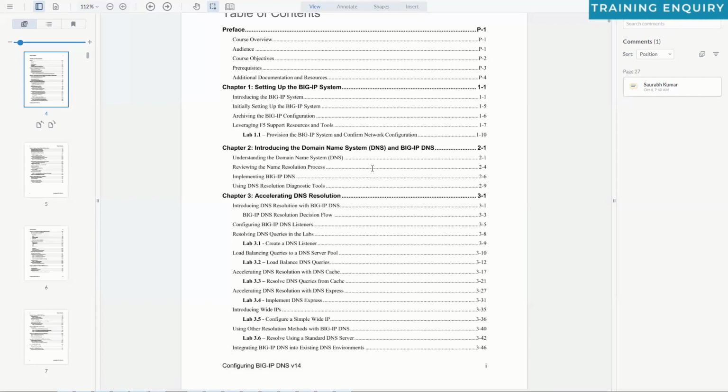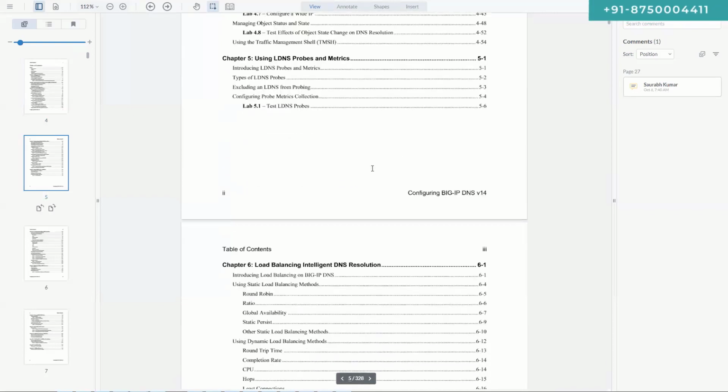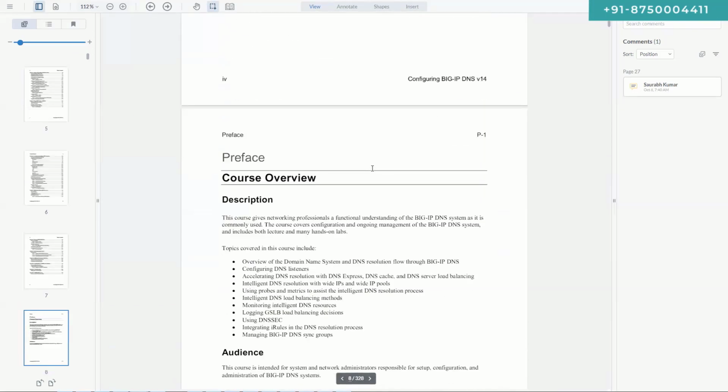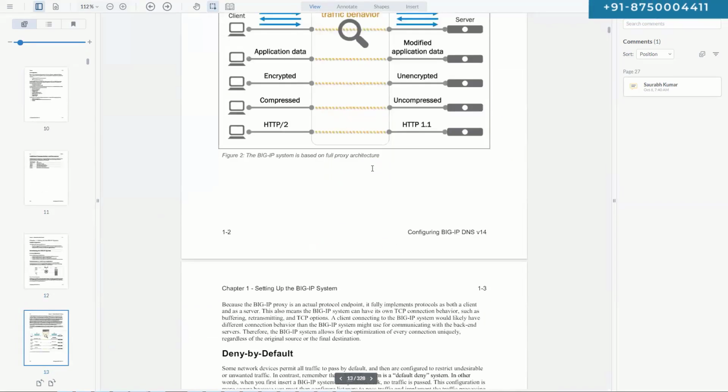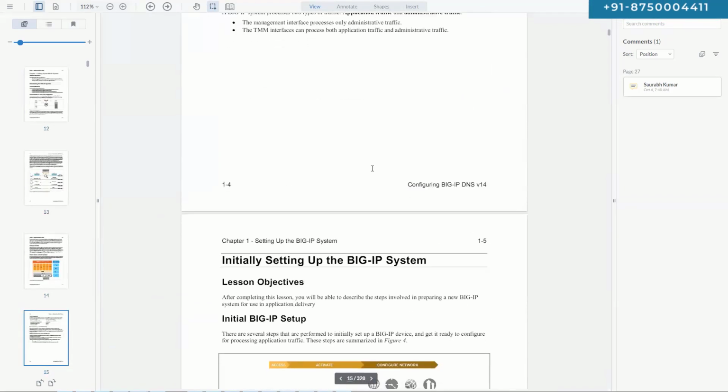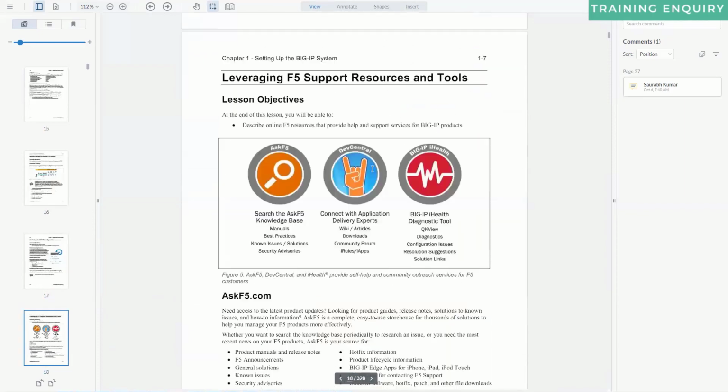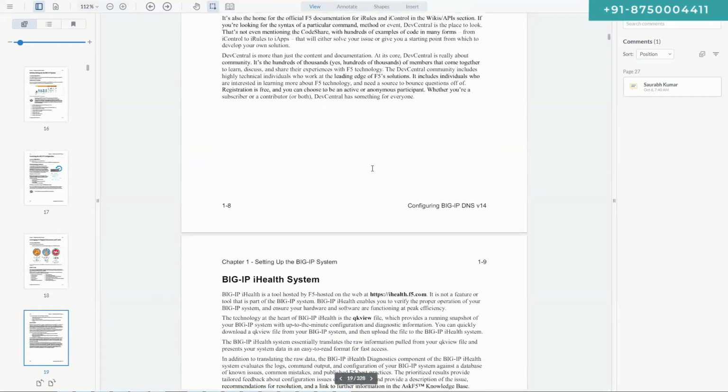Now, let's talk about the DNS, domain name server or domain name system. Let me do one thing. I will directly go to the DNS now because I don't want to talk about the BIG-IP and proxy and so forth, because you are already aware of that.